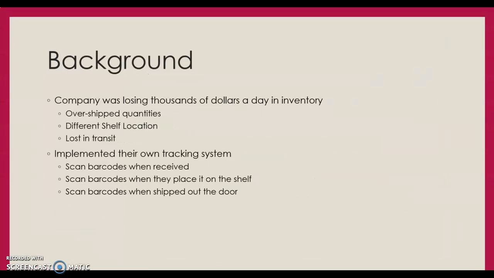A little bit of background. The company was actually losing thousands of dollars a day in inventory, whether that was due to overshipped quantities, different shelf location, or lost in transit. They were having issues finding their inventory once it got through the door. So they implemented their own tracking system. They scanned barcodes when it came in the door, when they placed it on the shelf, and again when they shipped it out the door.